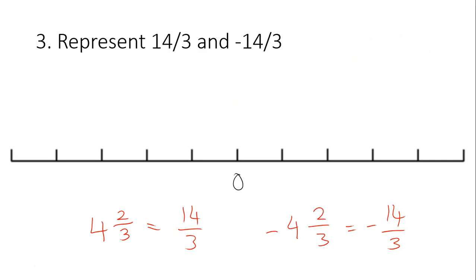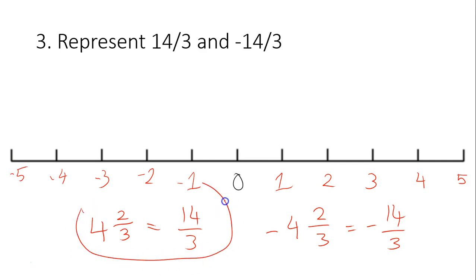So actually now let's mark these numbers as 0. Let's mark this as 1, 2, 3, 4, 5. And then let's mark this negative side as minus 1, minus 2, minus 3, minus 4, and minus 5. Perfect. So let's do the positive side first.